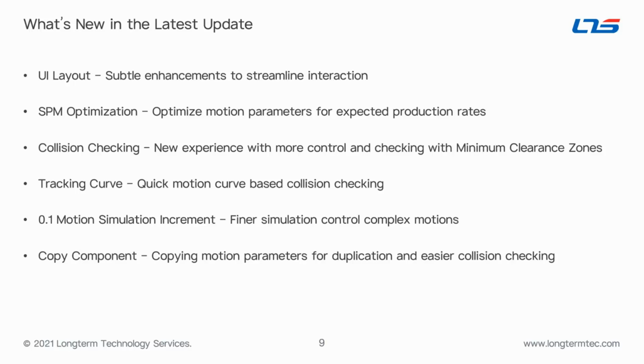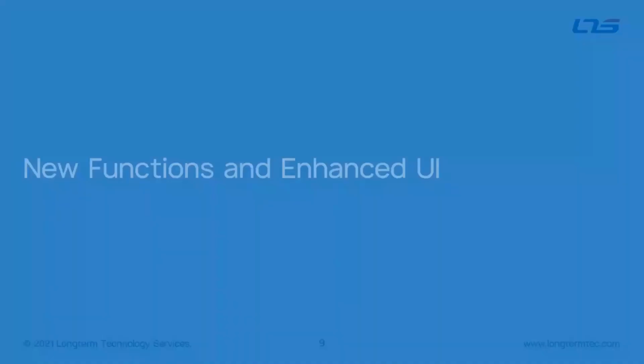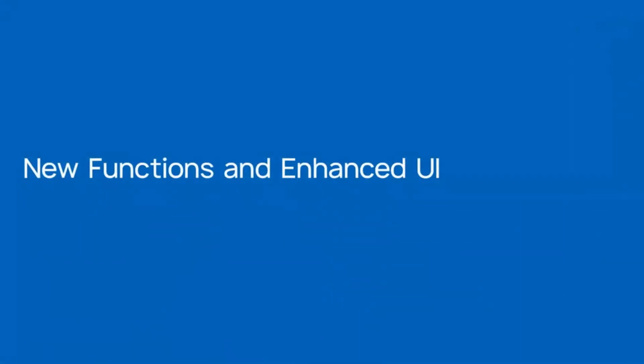And then from there, you're getting into tracking curves. You're getting into 0.1 motion simulation increment. This is moving from 1.0 to 0.1, so a 10 times finer control when you're controlling motions in the simulations. And then finally, the copy component, which is copying motion parameters for easy collision checking, and that's basically a big time saver and helps with the whole user experience of this product. And so with that, that takes us into the first of these new sections.